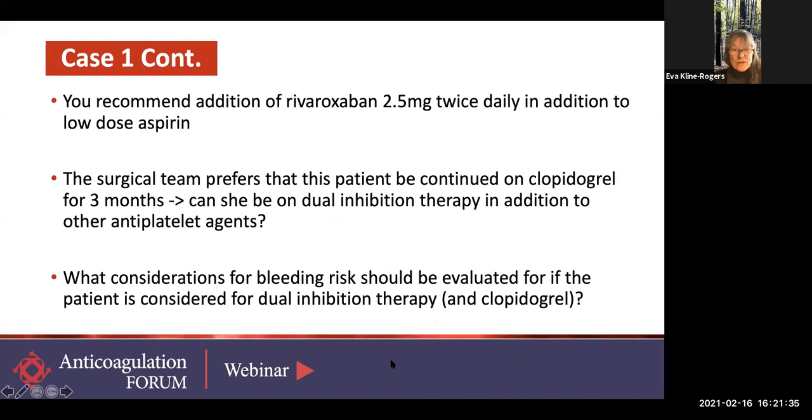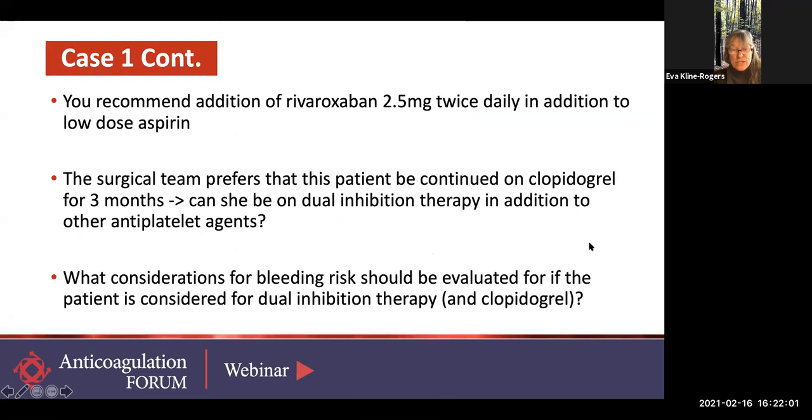Great. So let's continue our case. Our lady, it's recommended that we add rivaroxaban 2.5 milligrams twice daily in addition to low-dose aspirin. The surgical team prefers that this patient be continued on clopidogrel for 3 months. Can she be on dual inhibition therapy in addition to other antiplatelet agents?